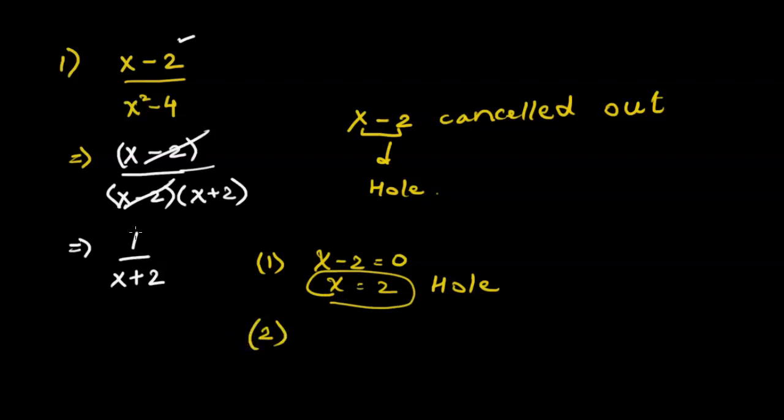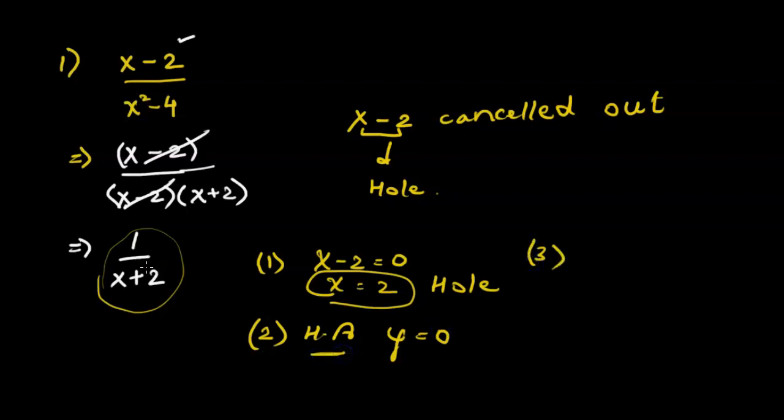The second discontinuity would come from the final expression that we have got, and that is this one. We know this is a reciprocal of a linear function, and a reciprocal of a linear function would have a horizontal asymptote at y equal to 0. So this is our second discontinuity.